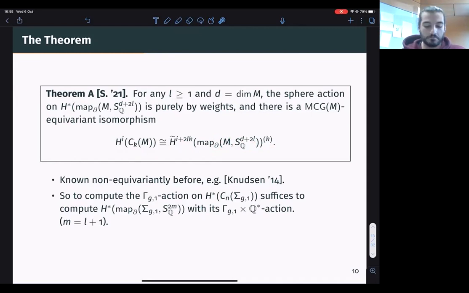Again, something like this at least was known. For example, maybe if you substituted this by, instead of mapping space, a certain section space of a bundle over the manifold, or if you remove here the mapping class group equivariance, but I had to do some work to show the mapping class group equivariance.